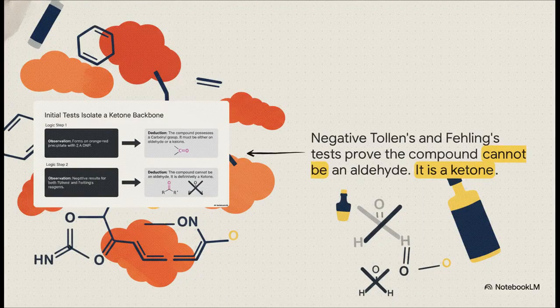All right, first step. The unknown reacts with something called 2,4-DNP. Now, that's just a general screening test for a carbonyl group, so we know it's either an aldehyde or a ketone. Okay, next clue. It gives a negative result on both the Tollens and Fehling's tests. Since those are a go-to test for aldehydes, we can say with confidence it's not an aldehyde. So our first big deduction is made. It has to be a ketone.